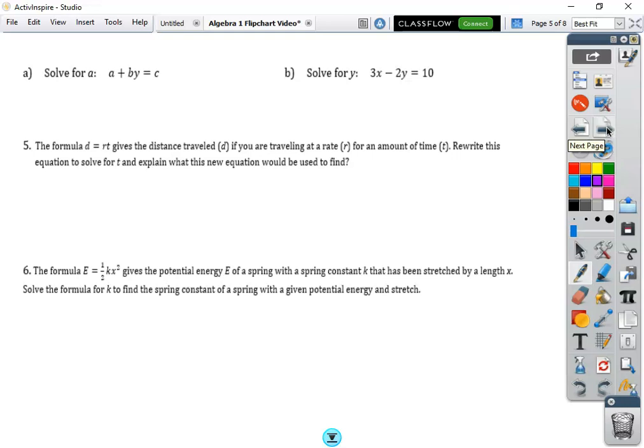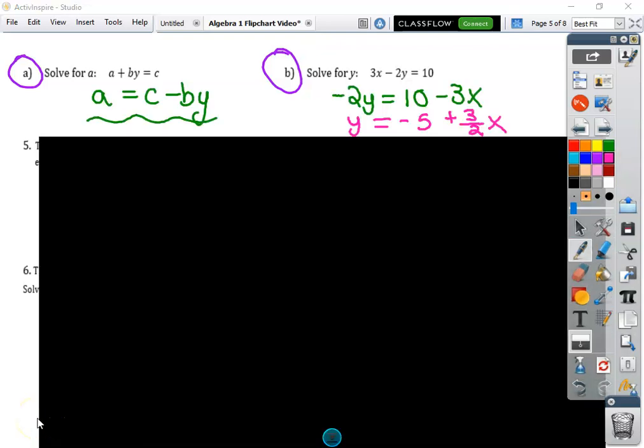All right, so now we're moving right along. I'd like you to try A and B on your own and see how those go. All right, check to make sure that you got those answers.